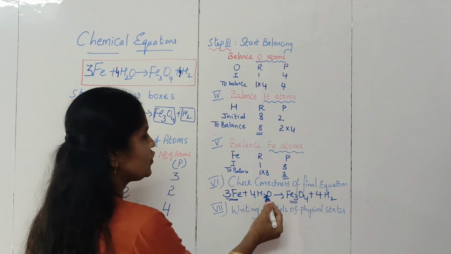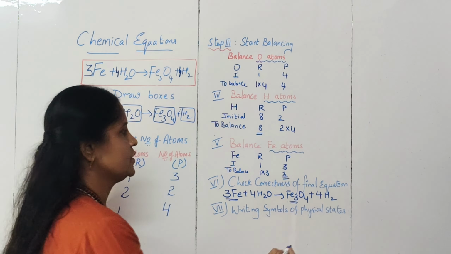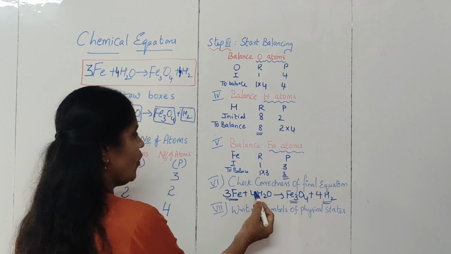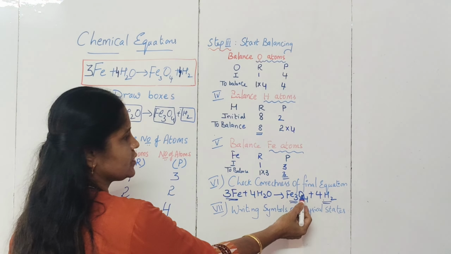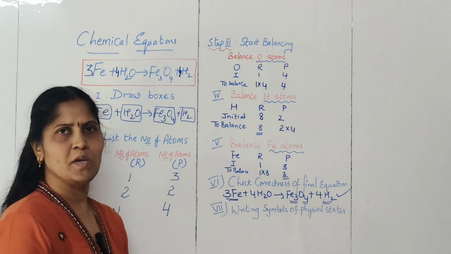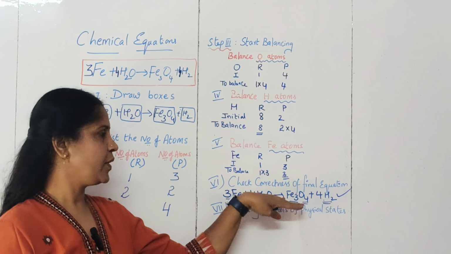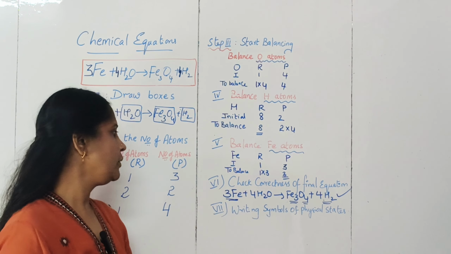The next, 4 into 2 is 8 hydrogen. So here we have 4 into 2, that is 8 hydrogen. So this is also balanced. Now 4 oxygen atoms are there, so O4 we are writing, even this is balanced. So this is the balanced equation. Overall, this is the balanced equation that you get.